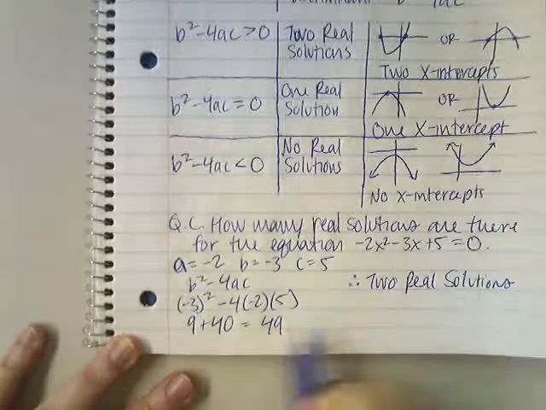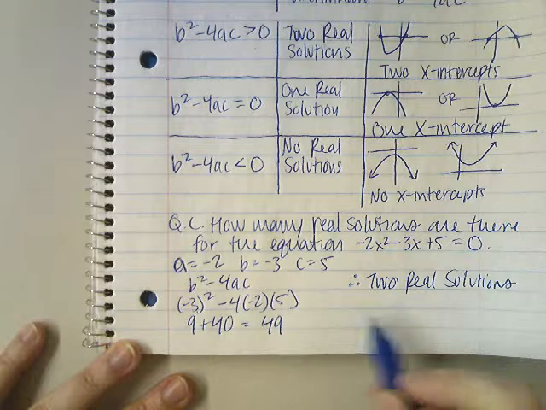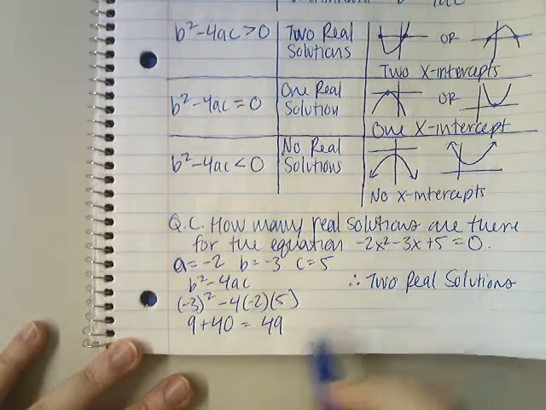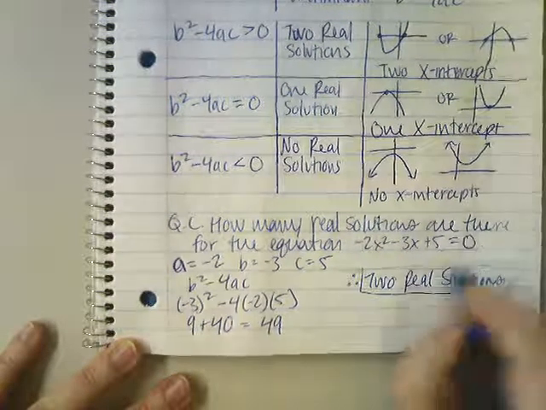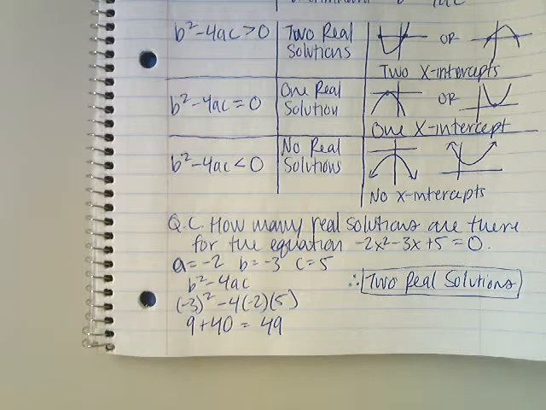You don't actually have to calculate this all the way out unless I'm asking you for those solutions. All I want you to know is how many there are. So in this case, I know there are two real solutions since my discriminant gives me a positive number.